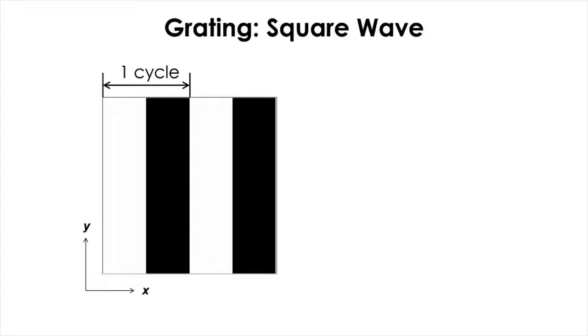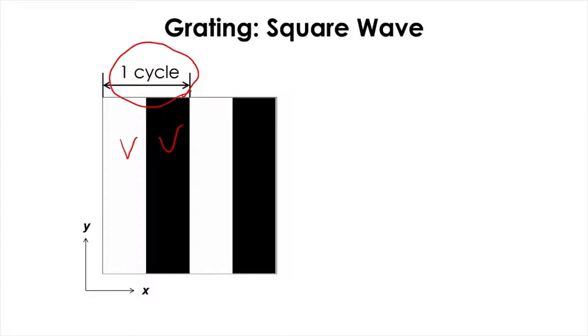So a grating is a repeating sequence of light and dark bars. So one adjacent pair of a light and dark bar makes up one cycle here, right? So that is a cycle. One light bar and one black bar next to each other makes up one cycle. And these cycles repeat over and over in a grating within a given span of visual degree.